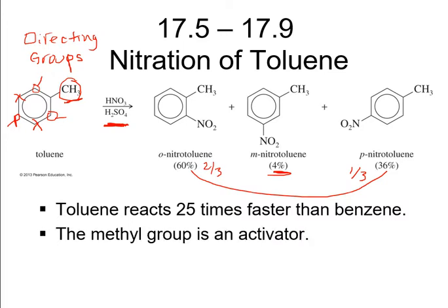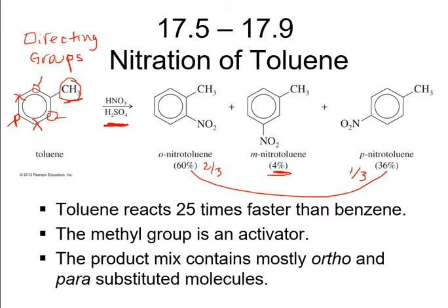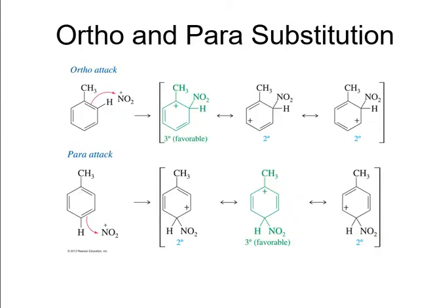So there you go. Methyl group is an activator. The product mix contains mostly ortho and para, not really much of the meta. Let's just assume it's 0% meta. So now we're going to see why. And the only way you can determine why is always by looking at the mechanism and the intermediates. There's got to be something stabilizing about the intermediates.